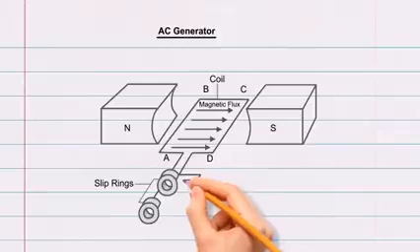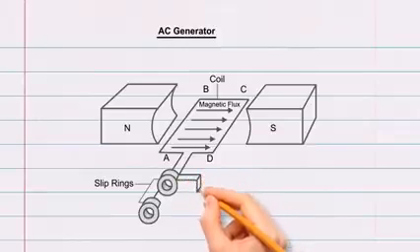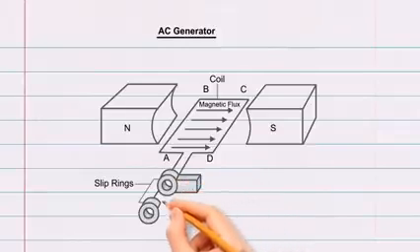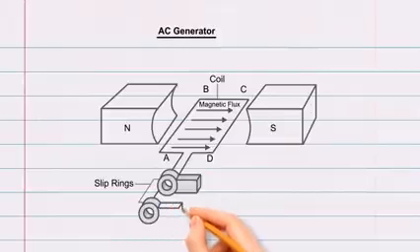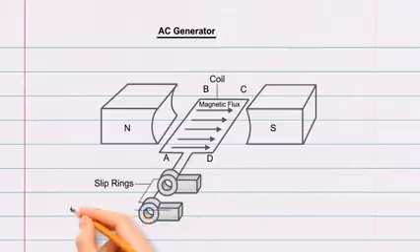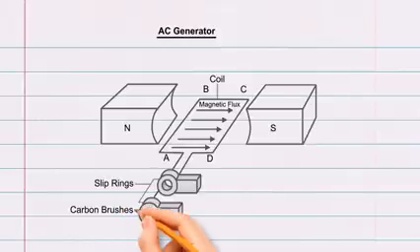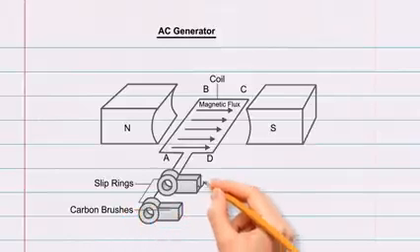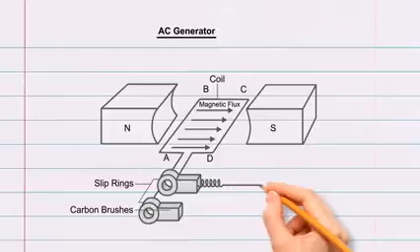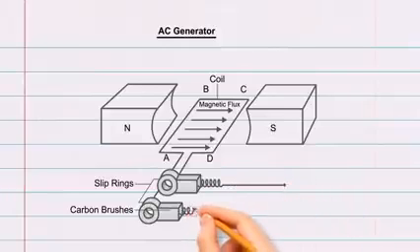At the right side of each cylinder, draw a rectangular block. Shade both the rectangles. Label the rectangular blocks as carbon brushes. From the right side of each rectangular block, draw a spring.